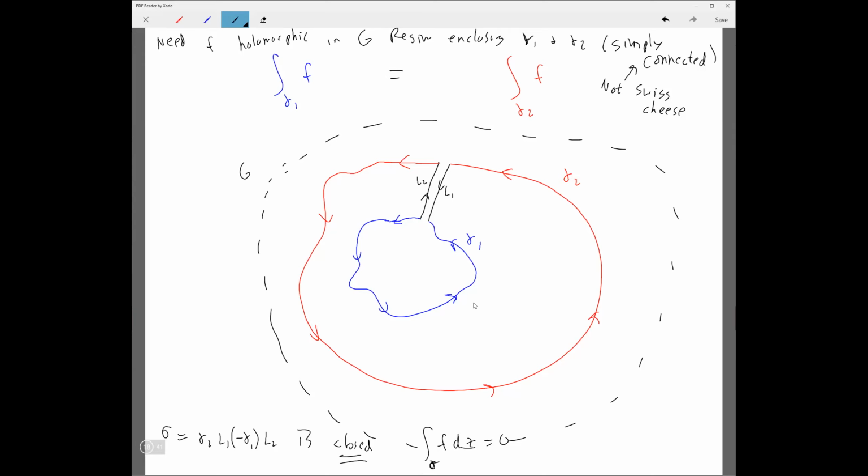So this is a previous theorem we had. I think it was Cauchy's. Wait, it's a previous theorem. It's the corollary of 413. So this is 0.